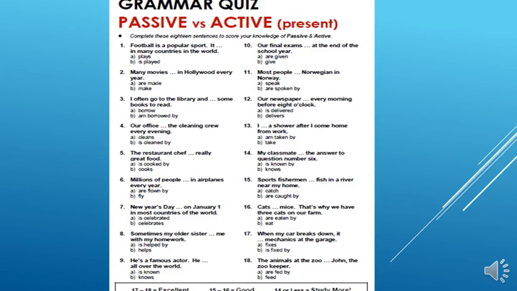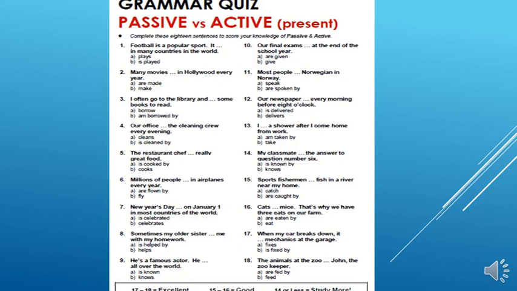The first sentence would be, football is a popular sport, a dash in many countries in the world. So the answer here would be, is played of course, which is a passive sentence. Why? Because football simply cannot play itself. There should be 11 players or 22 playing it. The second one would be, many movies dash in Hollywood every year. Do you think movies can do themselves? So of course, the answer here would be are made because there are people who are doing these movies.